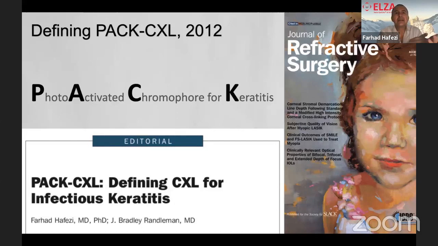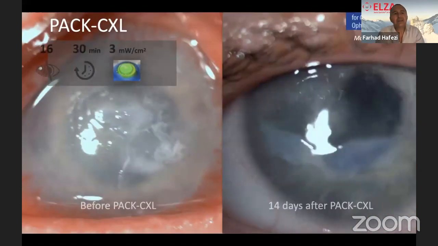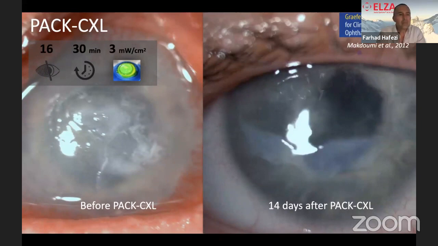It was a Swedish colleague, Mertens, who took this to the next level in 2012, because he was the very first to publish data on cross-linking alone. So no combination with medication, only cross-linking. And he did this in 16 cases of corneal ulcers. What he did, he took the Dresden protocol that was established for keratoconus, and he simply irradiated with the Dresden protocol in these 16 eyes.